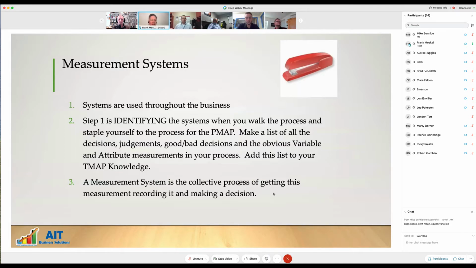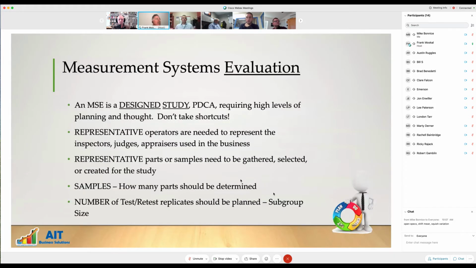The best way to identify measurement systems and opportunities is as you walk the process, as you staple yourself to the process being done, ask yourself, where in that process are we making decisions or judgments? Any place where we're collecting numerical data, or making some type of good, bad, or ordinal scale decision, write it down and add that to your process map.